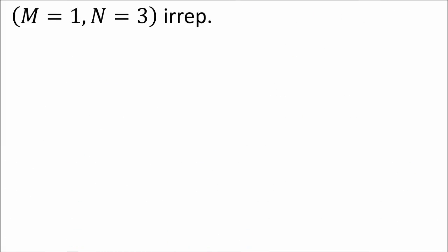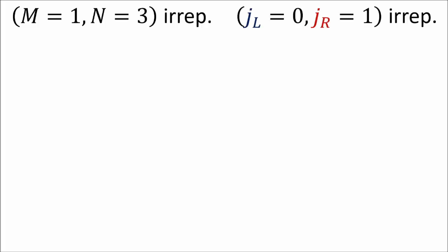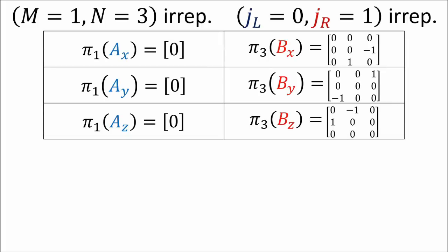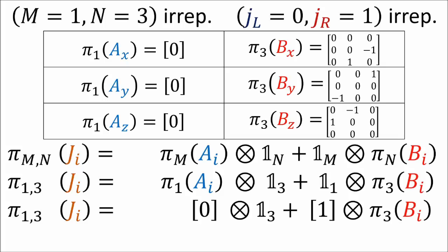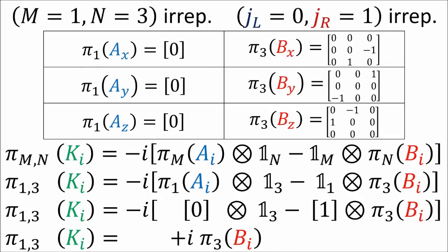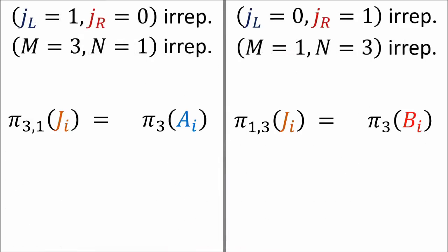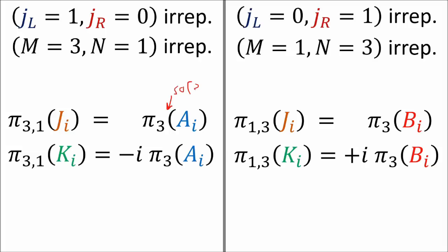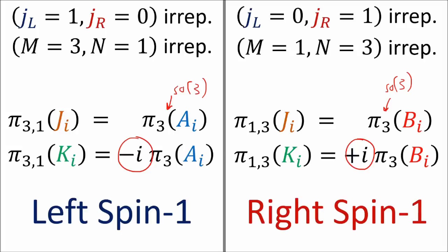Now for the m equals 1, n equals 3 representation. In terms of spins, this is the 0, 1 representation. We get the exact same thing as before, except now it's the first term in the sum that goes to 0. And as a result, for the boosts, we get multiplication by +i instead. So once again, we've ended up with left and right representations where the rotations are the same, but the boosts are reversed with opposite signs. These are the left spin 1 representation and the right spin 1 representation.